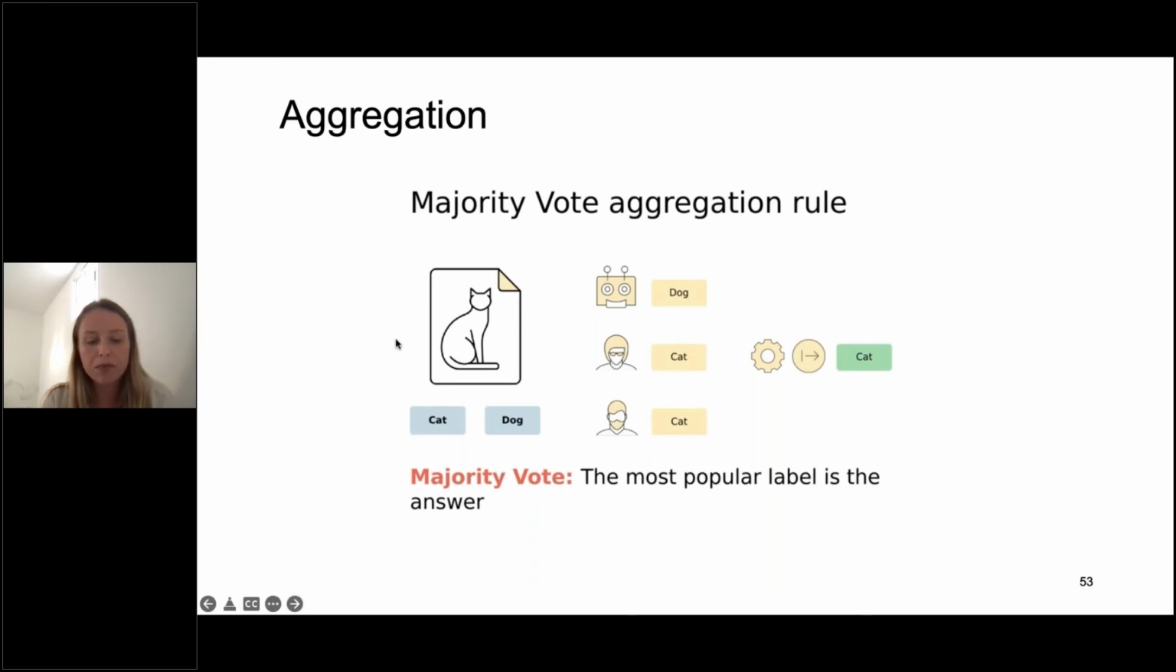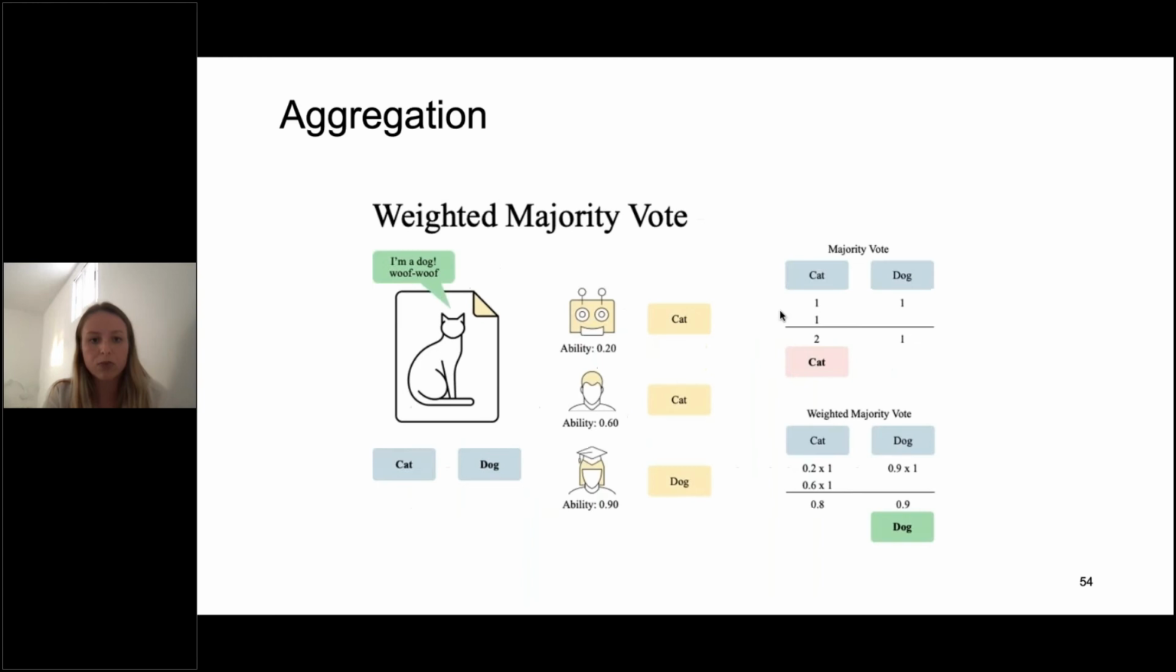So here you have an example of a picture, and a person has to decide if it's a cat or a dog. And we can see that two people have said it's a cat. One person said it's a dog. So the majority thinks it's a cat. We actually think our label is a cat. But this is not always the best way. And I wanted to show you an example when the majority vote can actually give you bad results.